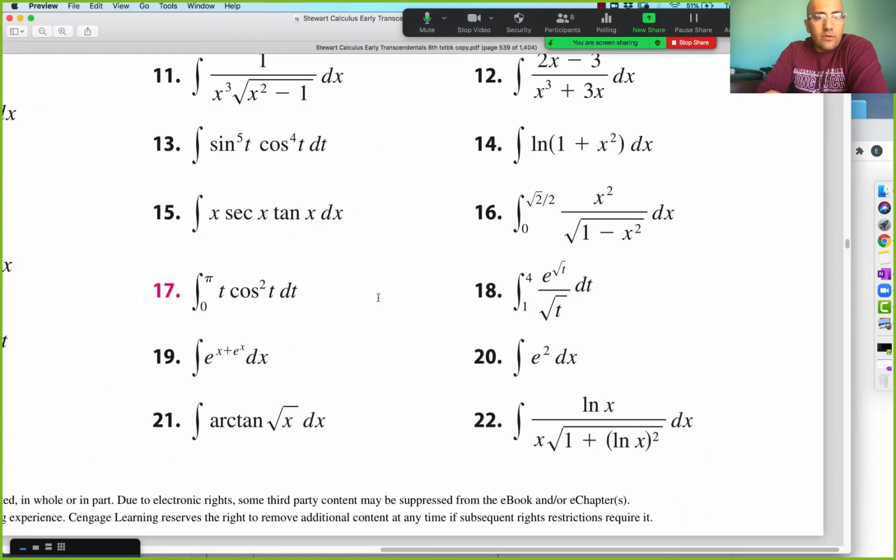16, 17, and 21. 16. Okay, again, we have this root thing, square root of 1 minus x squared. So that might seem like a pretty good opportunity to use one of our suggested substitutions, right? Just like we did a minute ago. But is there a different way to do this one?